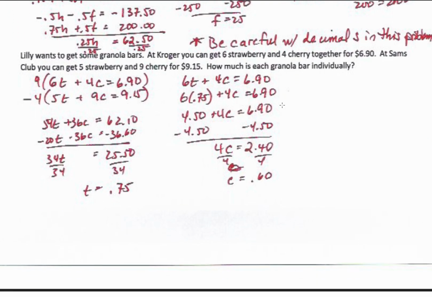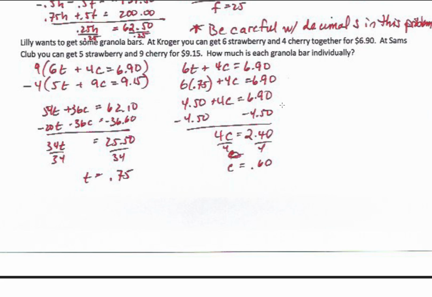Okay, Lily wants to buy some granola bars. At Kroger's, you can get 6 strawberry and 4 cherry, T for strawberry, C for cherry. I don't like using an S because it looks like a 5, for $6.90, and 5 strawberries at Sam's Club plus 9 cherry for $9.15. So that means that I need to get a common denominator here, or match up my C's. And I can always go back to the trustworthy, take the top one, multiply it by the bottom coefficient, take the bottom one, multiply it by the top coefficient, make one of them negative.